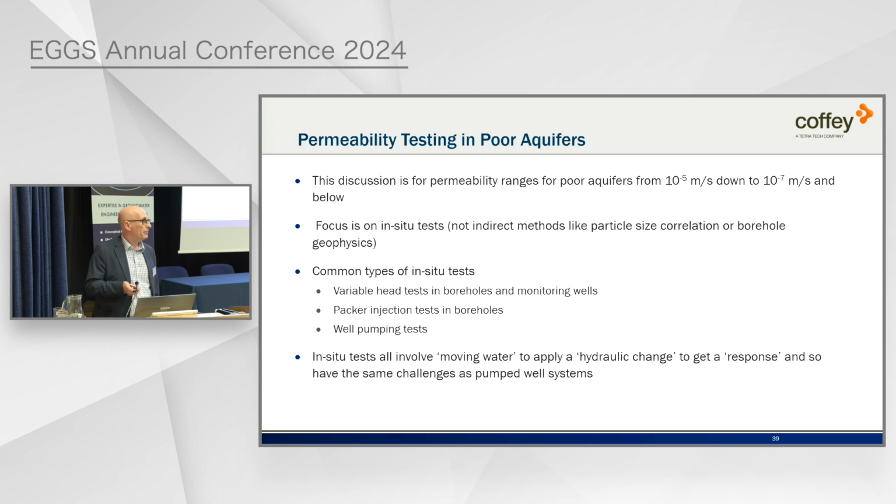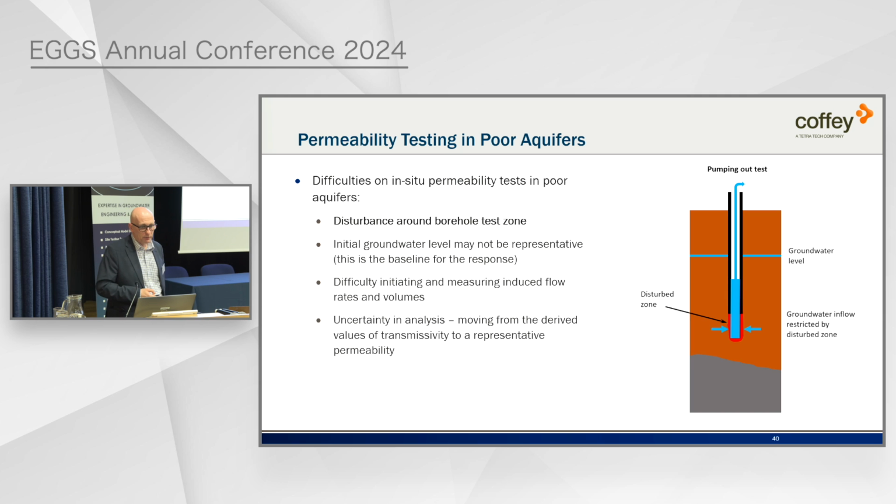And so we're talking here about a variable head test, rising and falling head tests in boreholes and monitoring wells, packer injection tests in boreholes, and well pumping tests. And if you think about the commonality across these tests, they all involve moving water in some way to create a hydraulic change to get a response, and then we analyse the response to get a permeability. So we're back to the same problem of Darcy's law, that if things are moving slowly, it can be hard to do these tests.